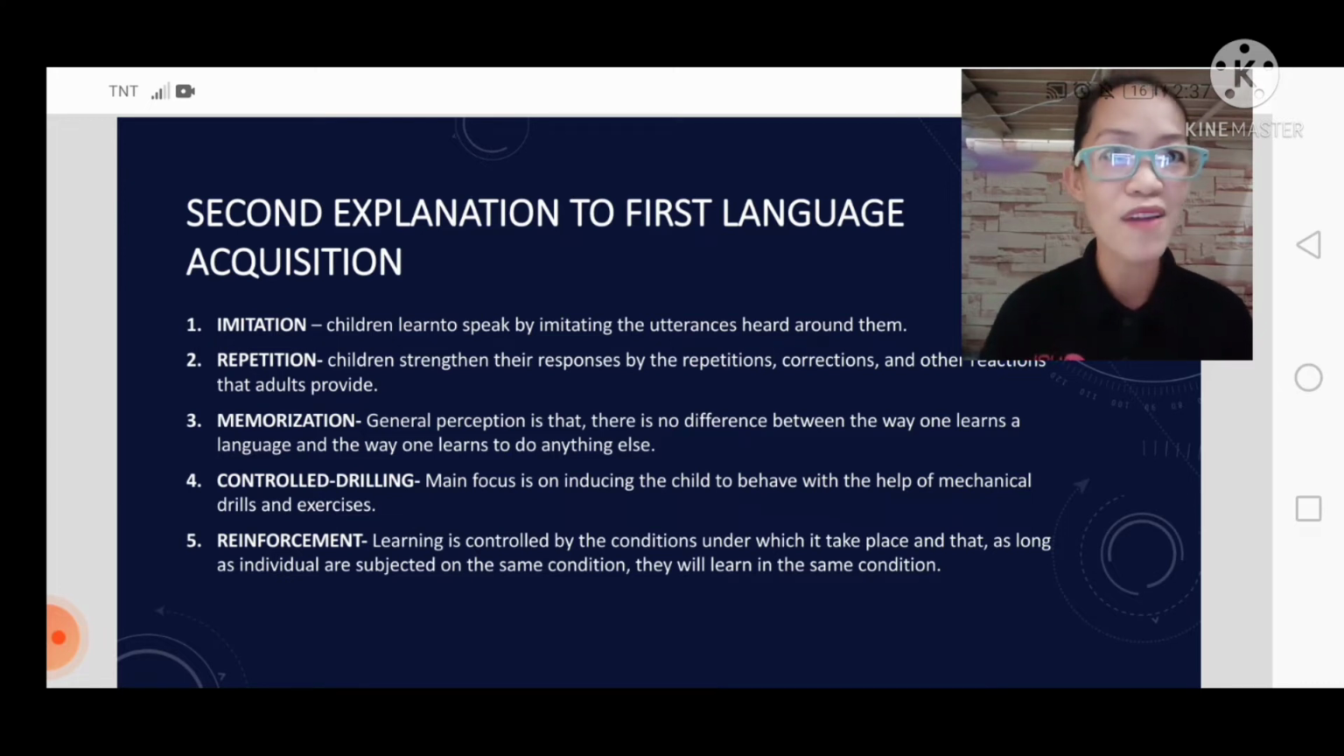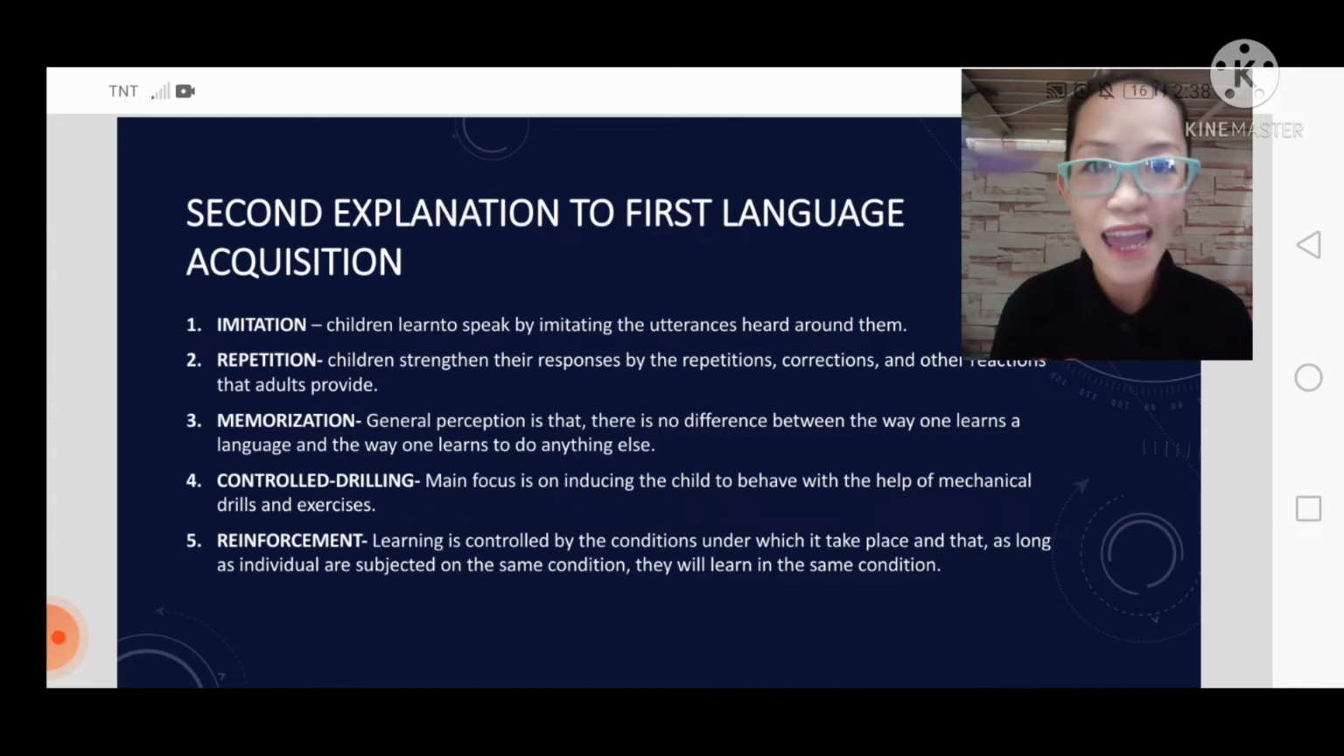The next is memorization. The general perception is that there is no difference between the way we learn a language and the way one learns to do anything else. So memorization is the general perception that you are going to memorize what you learned and then apply it. Number four is controlled drilling. The main focus is on inducing the child to behave with the help of mechanical drills and exercises.